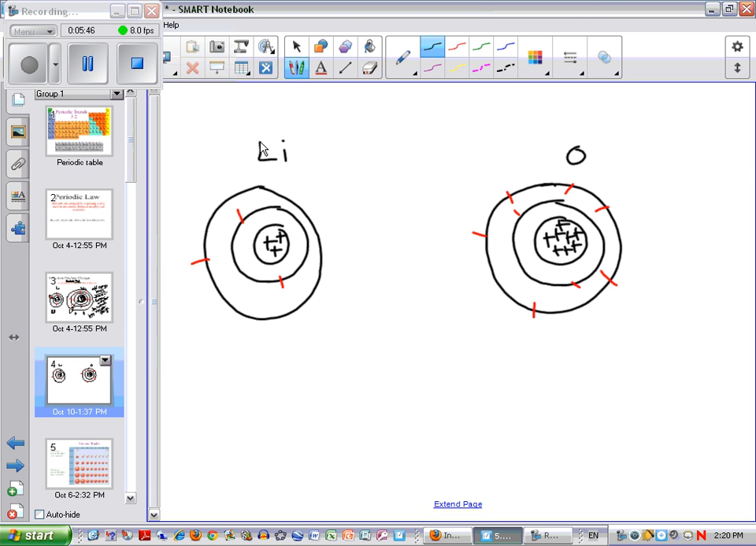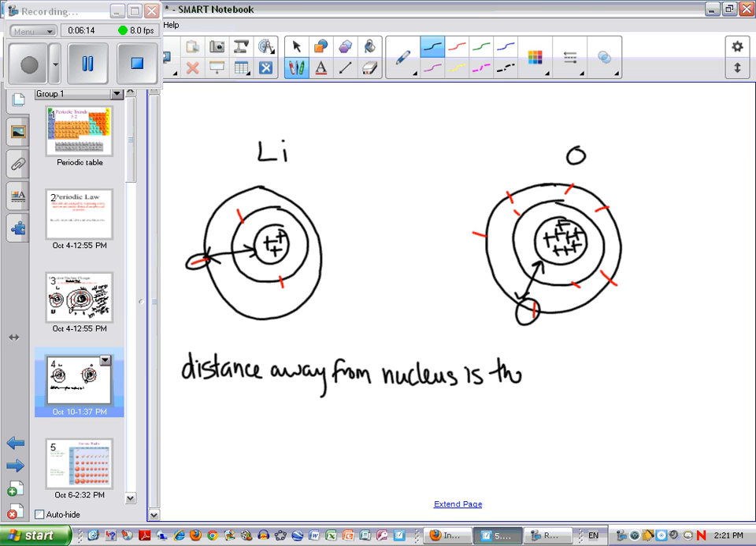So lithium, you can see that the distance between its valence electron and its nucleus is the same, and I'm just going to pick this random valence electron, as the distance between the oxygen valence electrons and nucleus. So the distance away from the nucleus is the same as you go across a period. So because the distance away from the nucleus is the same across a period, distance has no effect over nuclear charge.